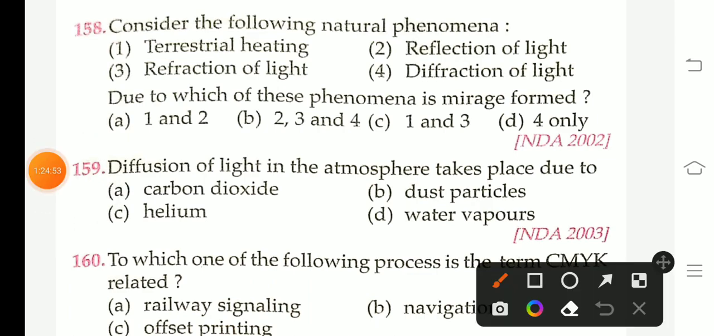Next, consider the following natural phenomena. 1. Terrestrial heating, 2. reflection of light, 3. refraction of light, 4. diffraction of light. Due to which of these phenomena is mirage formed? Right answer will be option C, 1 and 3.